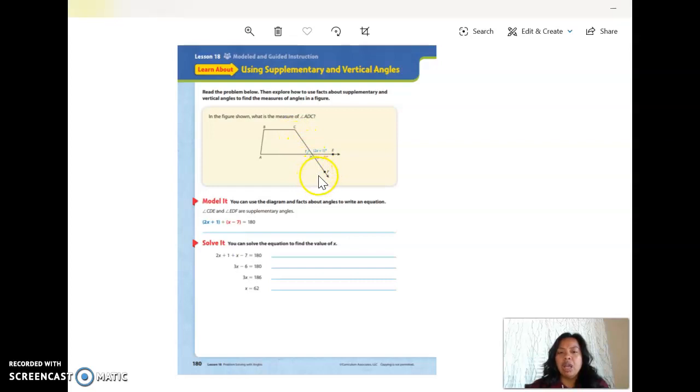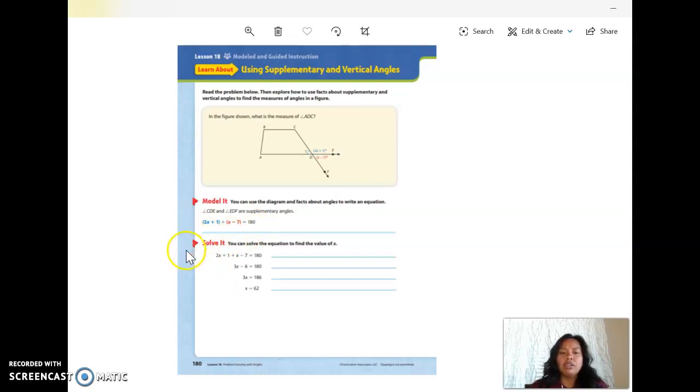So they wrote out the expression here: 2x plus 1, that was angle CDE, plus, when we add them together, angle EDF, x minus 7, equals 180 degrees. From yesterday's lesson, we learned that supplementary angles equal 180 degrees. Any straight line will equal 180 degrees. And they go ahead and work it out for you to solve for x.